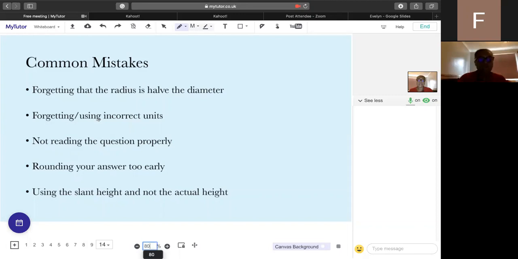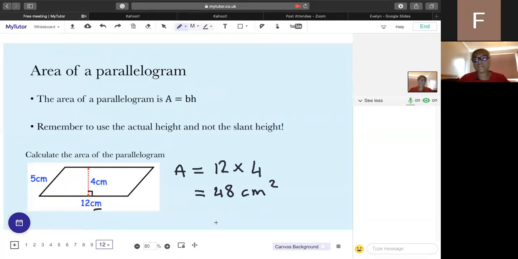Okay, so someone's asked, why is it squared? I'm guessing you're talking about the centimeters squared at the end. So area, if I go back quickly, is always centimeters squared or meters squared or whatnot, because if you think about it, you're multiplying a length by a length. So really you're doing centimeters times centimeters, aren't you? That's why we have centimeters squared, or meters times meters, which would give you meters squared.